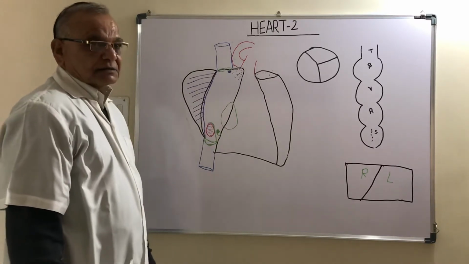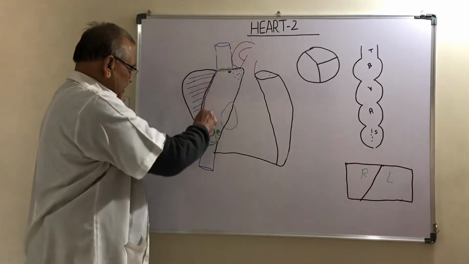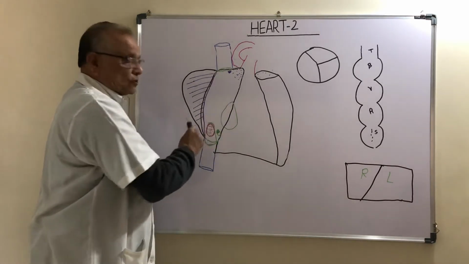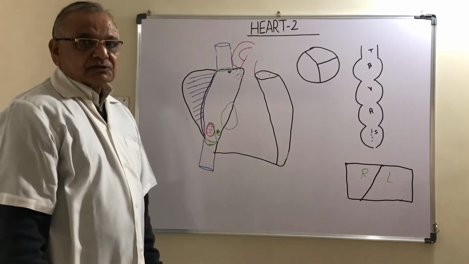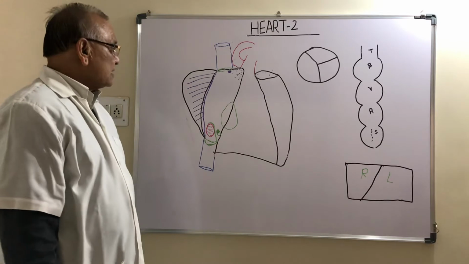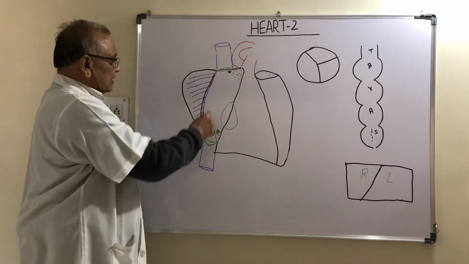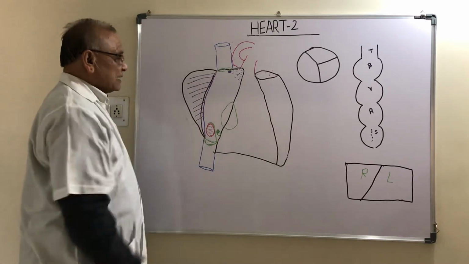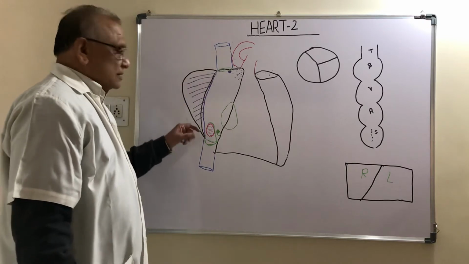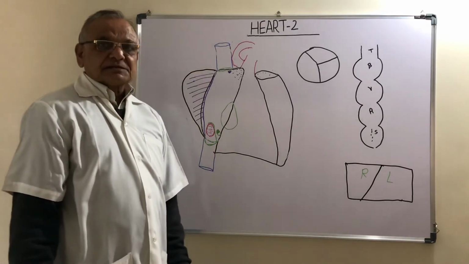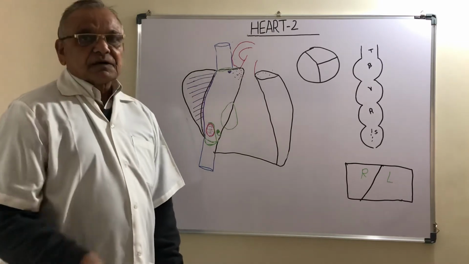Both the parts are separated from one another by means of a ridge, and this ridge is called crista terminalis. Crista terminalis is a ridge extending from the opening of superior vena cava to the opening of inferior vena cava, and it follows the right border. Now, the crista terminalis on the anterior surface of the right atrium produces a shallow groove.